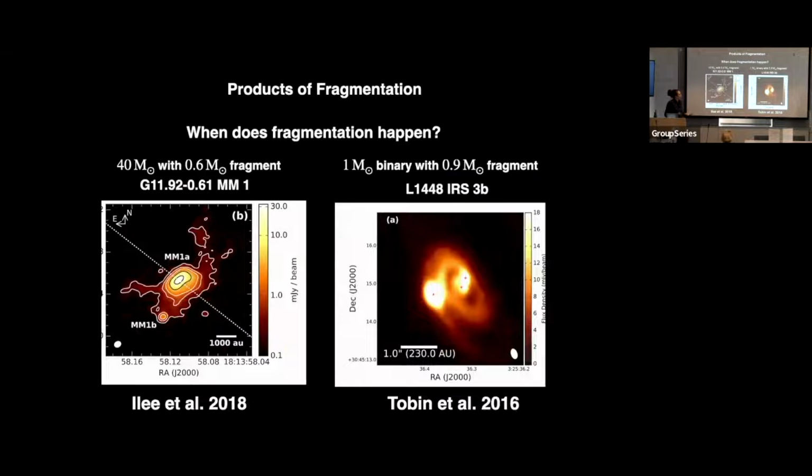So a really interesting question is, when does fragmentation happen? So far, not a huge amount of data for objects undergoing fragmentation, but what's interesting is observations are showing that it's possible at all sorts of extremes. So for example, this 40 solar mass object here with a 0.6 solar mass fragment, fragmentation happens around here, but it can also happen on much smaller scales too. So this 1 solar mass binary with a 0.9 solar mass fragment as well. So in both a really high mass star and a lower mass star, it's possible in both cases.